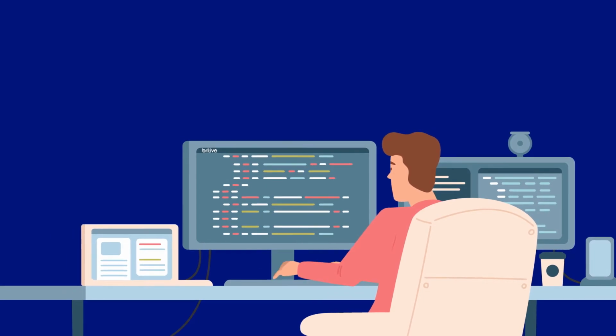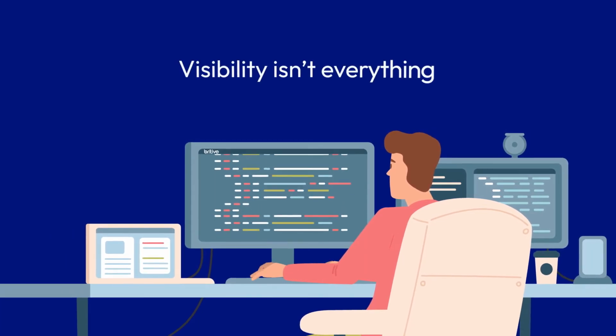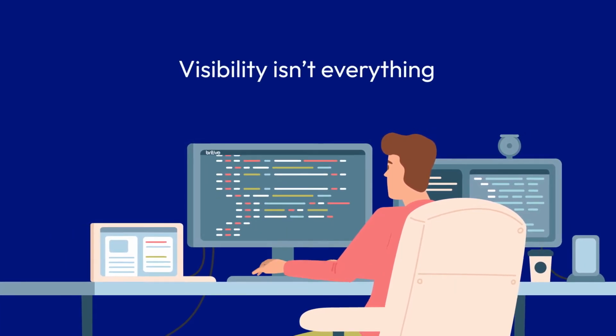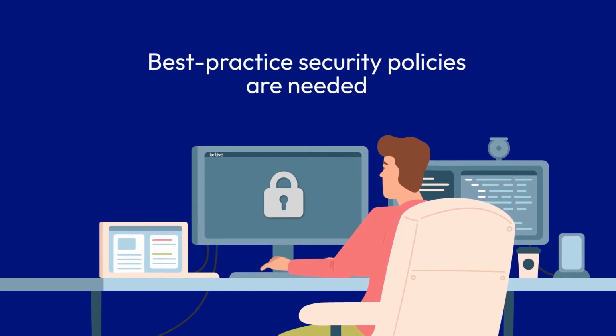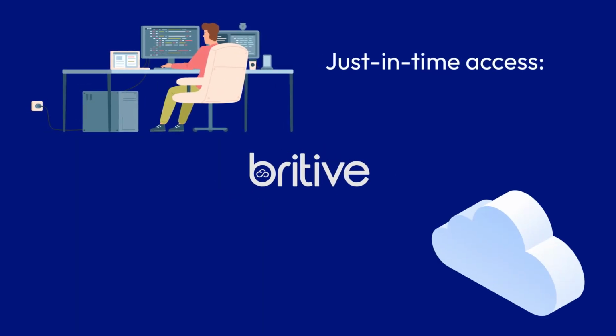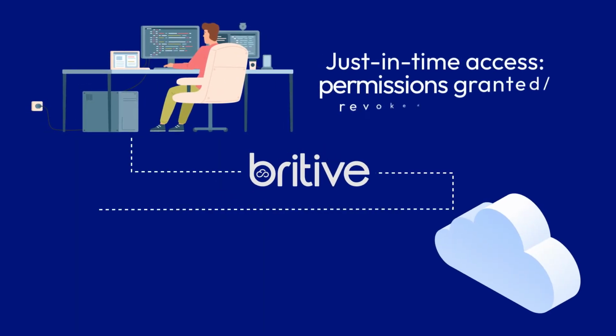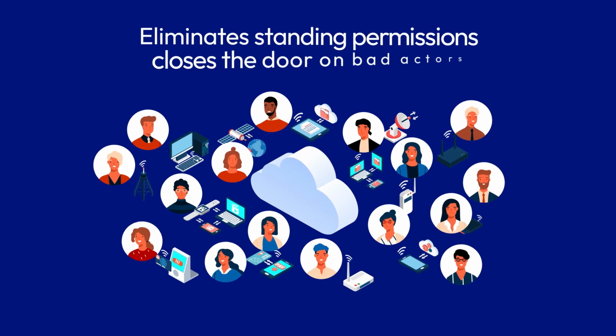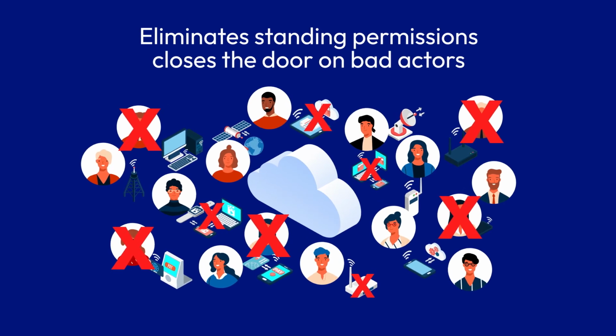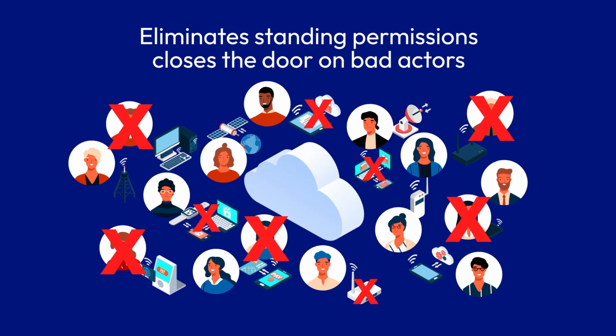Multi-cloud visibility is a huge benefit, but visibility alone doesn't solve the problem. You need to enforce best practice security policies if you want to reduce risk. Britive provides just-in-time access for human and non-human identities. This means permissions are granted and revoked on the fly, or just in time. Just-in-time access eliminates standing permissions and closes the door on bad actors trying to breach cloud environments.